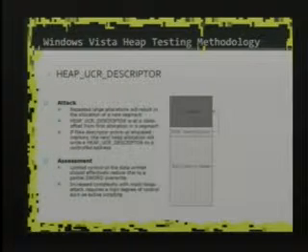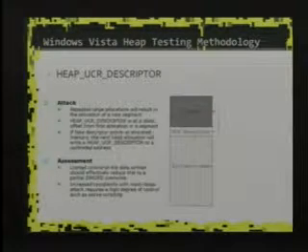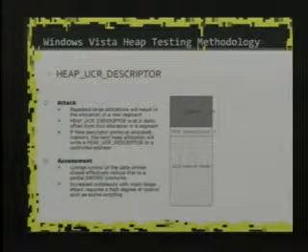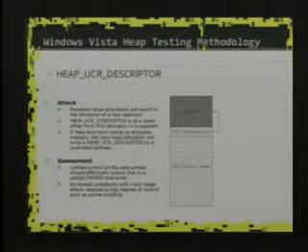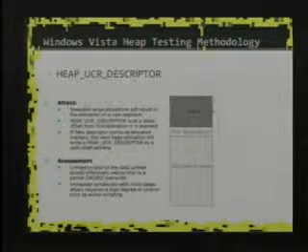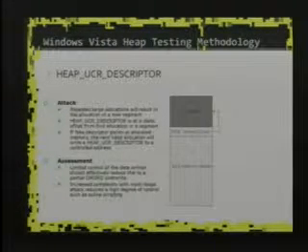There's another attack that was identified. This involves the heap UCR descriptor, which is a structure that's placed at the end of each heap segment so that when the heap is running out of space, the heap UCR descriptor points to where the next free segment is that can be allocated for that heap to expand it.